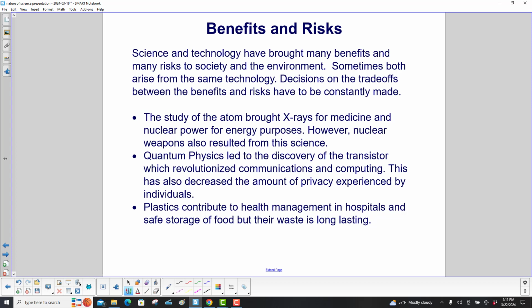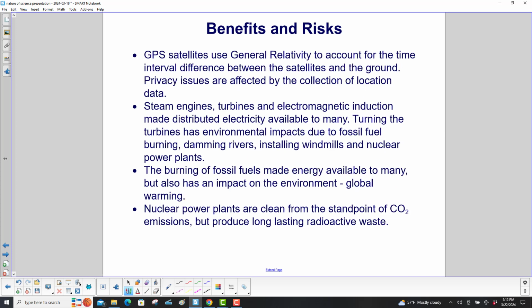Quantum physics led to the discovery of the transistor, which revolutionized communications and computing. However, it has also decreased the amount of privacy experienced by individuals. Plastics contribute to health management in hospitals and safe storage of food, but their waste is long-lasting. GPS satellites use general relativity to account for the time interval difference between the satellites and the ground. Once again, privacy issues are affected by the collection of location data.